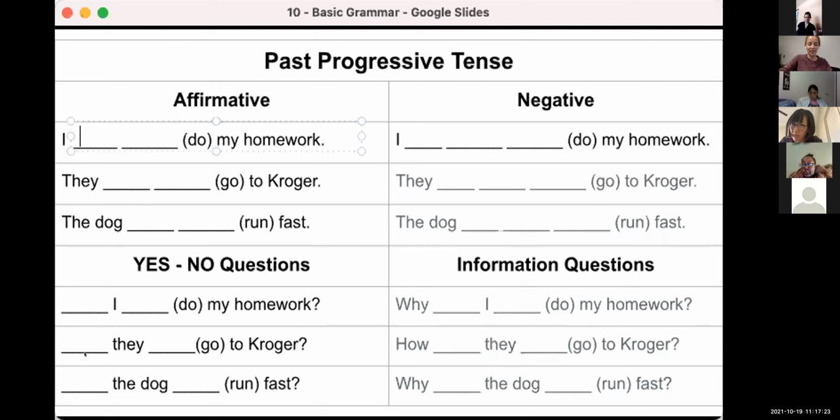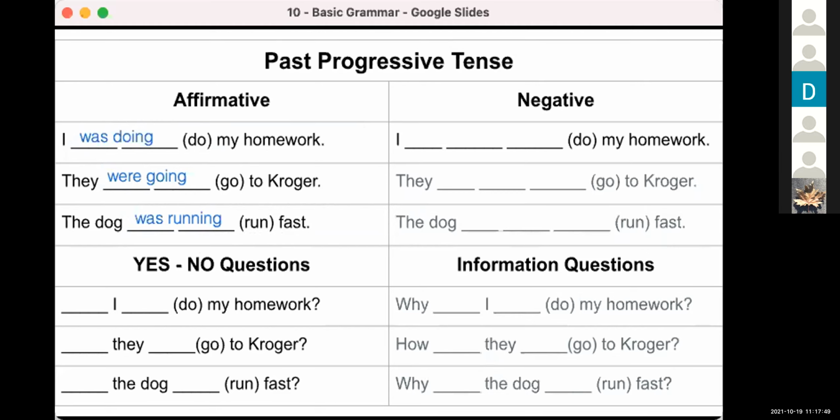Okay. I was doing my homework. Good. They were going to Kroger. Perfect. The dog was running fast. Okay. Remember with run, we want to double the N and add ing.